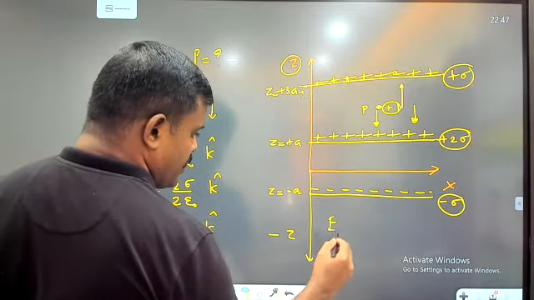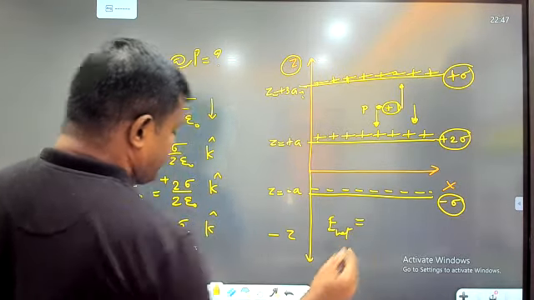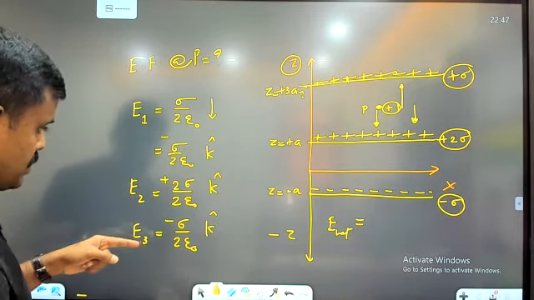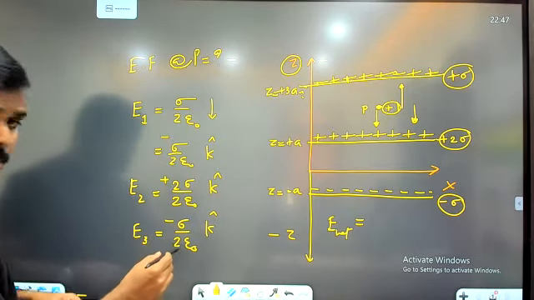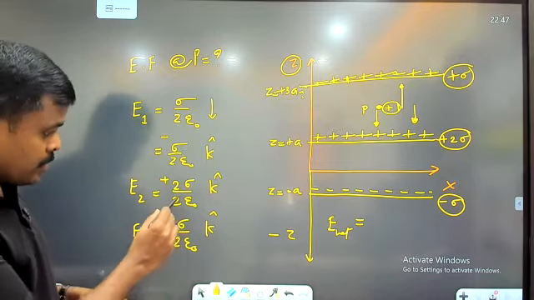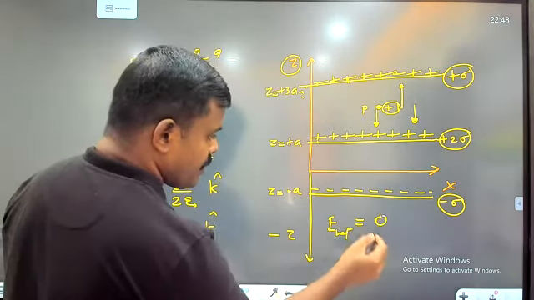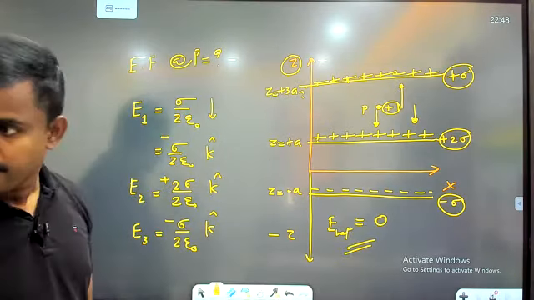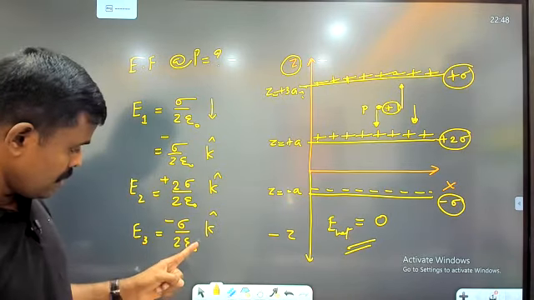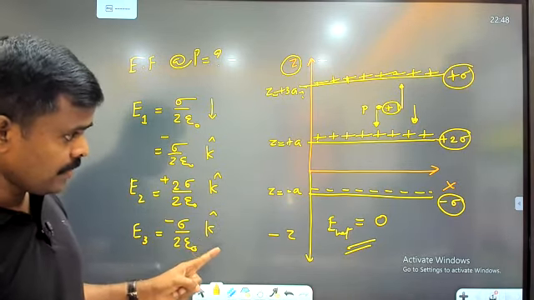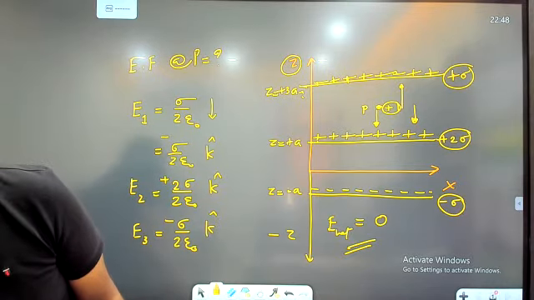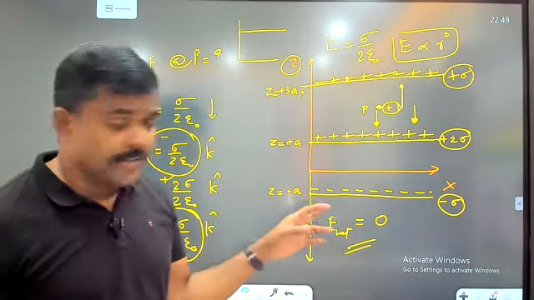Now I can find the net. E net is equal to sigma by 2 epsilon 0 minus sigma by 2 epsilon 0 minus 2 sigma by 2 epsilon 0 plus 2 sigma by 2 epsilon 0. The answer will be 0. One second. So we have 3 questions. We have 3 sheets here.